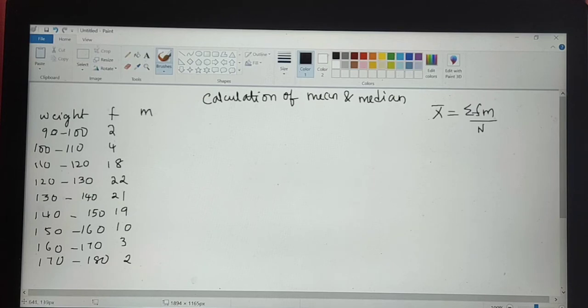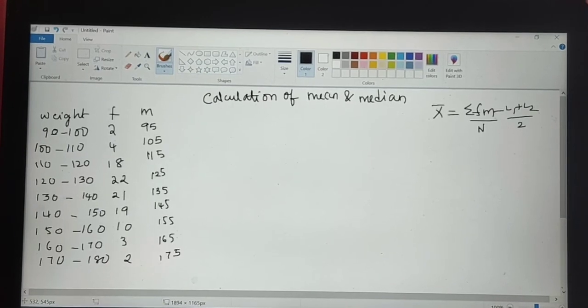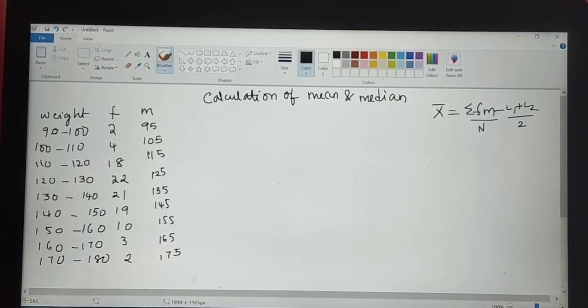Now I need midpoints before that. I have shown you the midpoint calculation previously. Our midpoint calculation is L1 plus L2 divided by 2, that is 90 plus 100 divided by 2, which is 95. Then you will get 105. Similarly, you can write down all the values. Let me write them. Here I have written all of my values.